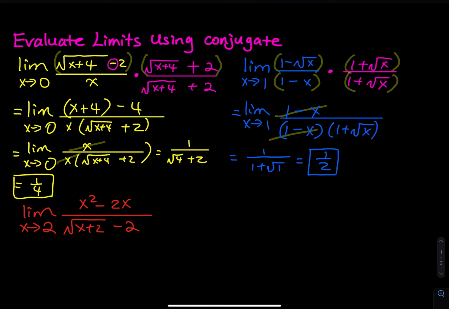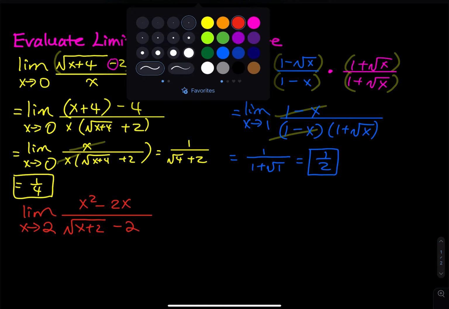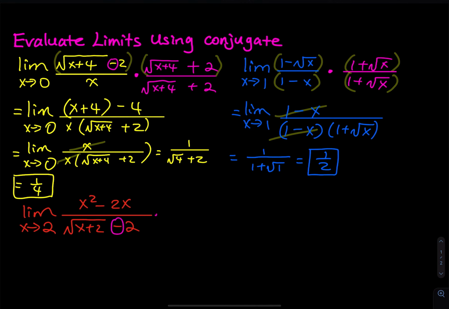For the conjugate, this is a minus, right? So you have a minus right over here, and then you will change that to a plus. So this will be a square root of x plus 2 and then plus 2. Same thing on top, square root of x plus 2 plus 2. And then you will have to multiply this out.